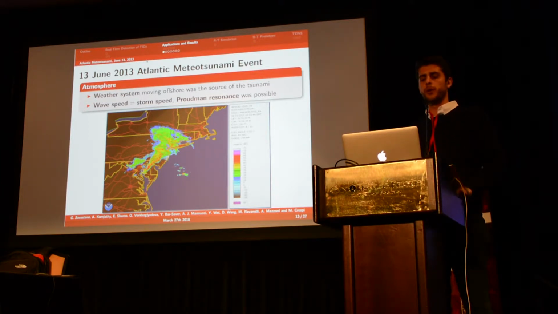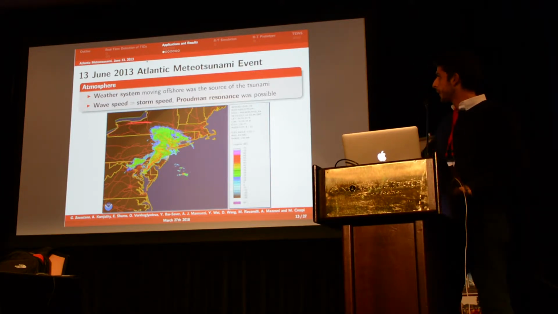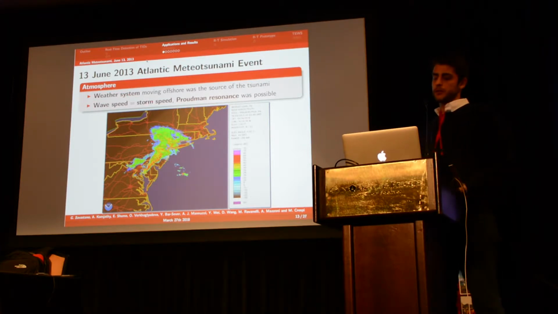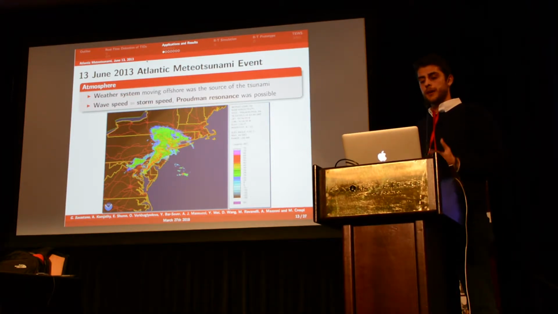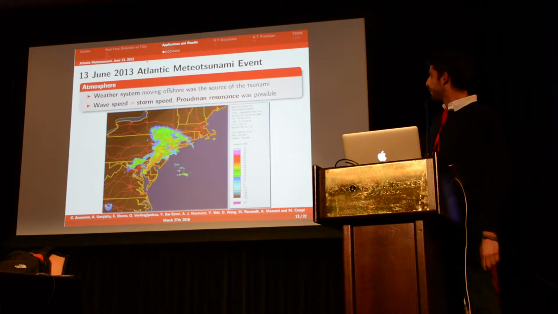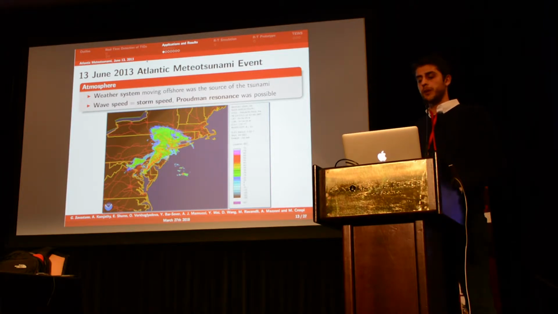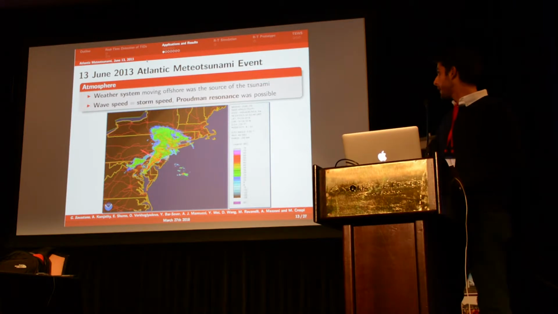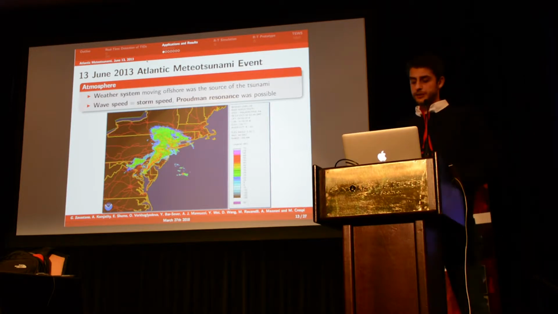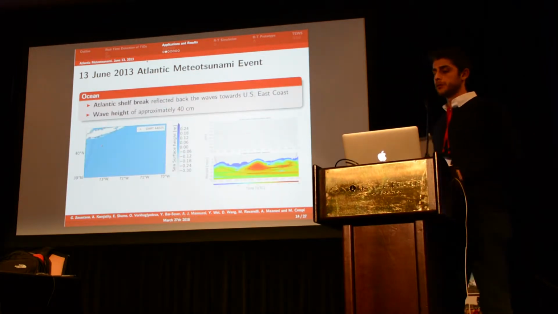Not all weather systems generate tsunamis, but the main factor is the speed of this perturbation. If the speed of the perturbation is equal to the wave speed in that region, we have Proudman resonance, and this wave is amplified and can reach several centimeters. So in this case, we have this from the atmosphere. It is a big weather system, and what happened in the ocean.